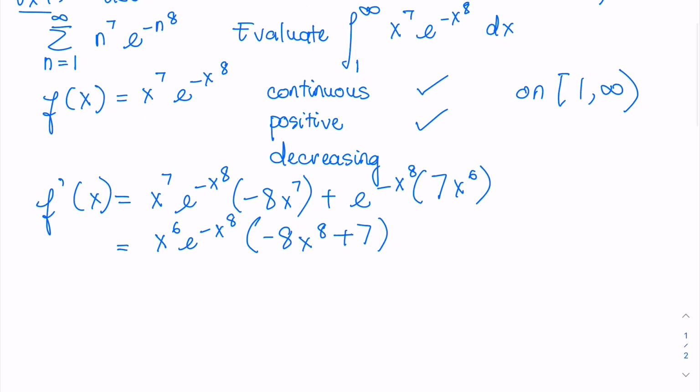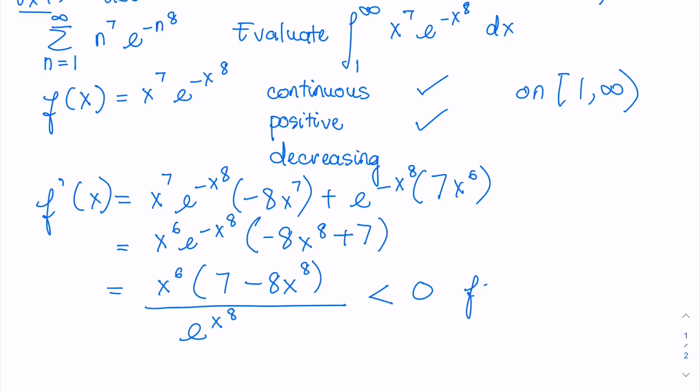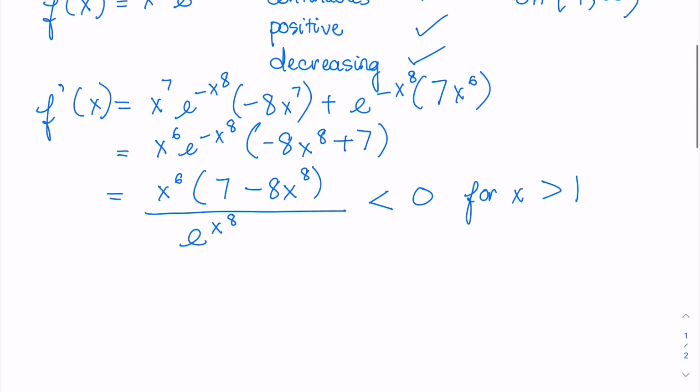I'm going to rewrite one more time. So we have x to the 6th power multiplied by 7 minus 8x to the 8th power, over e to the x to the 8th power. So you can see this one is going to be negative for x greater than 1. I'm talking about this interval right here. Since f prime is negative, we know the function is decreasing. So we're good now. We're going to proceed with the integral.